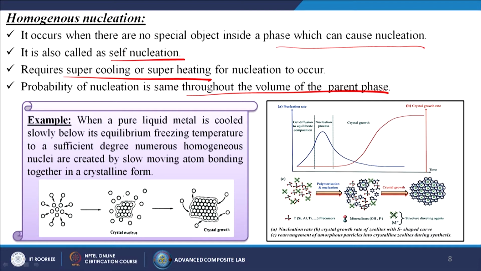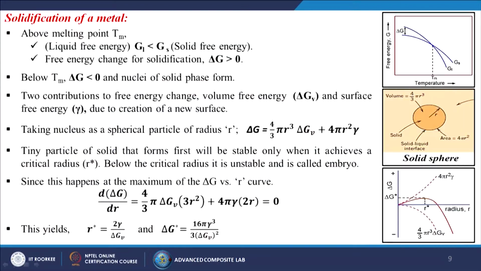So, in this particular case what happened? A crystal nucleus is forming, and then crystal growth is taking place, but still some new atoms are being created, or maybe bubbles are being created. So, this is an example of homogeneous nucleation.